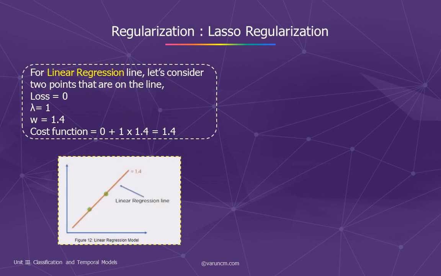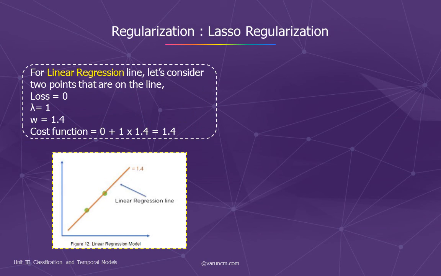Similar to ridge regularization, we are going to calculate the same for lasso regularization. From the linear regression point of view, it will give the same value. Here instead of the square, you will take the same magnitude. So 0 plus 1 into 1.4 is equal to 1.4.